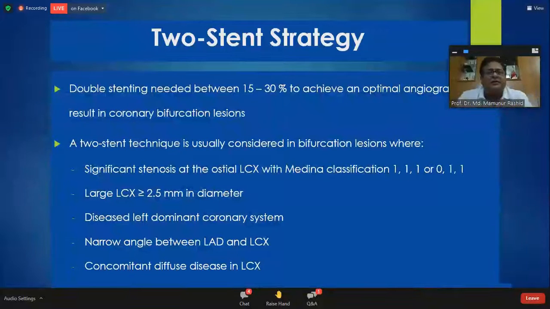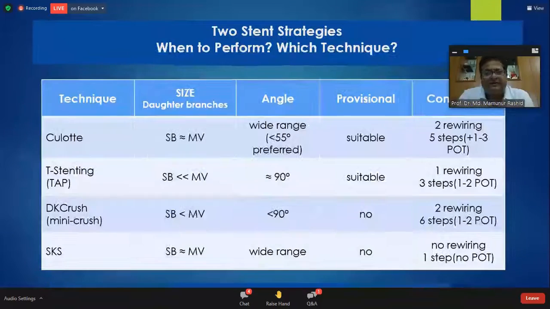In the two-stent strategy, double stenting is needed in 15 to 30% to achieve an optimal angiographic result in coronary bifurcation. It is used in case of significant stenosis at the ostial LCX with Medina 111 and LCX more than 2.5 millimeters, diseased left dominant coronary system, and narrow angle between the LAD and LCX. As I already mentioned, there is the pull-out T-stent technique. Pull-out is the choice when the side branch and main vessel are the same diameter, and T-stenting and DK crush if the side branch is smaller than the main vessel and the angle is less than 90 degrees.